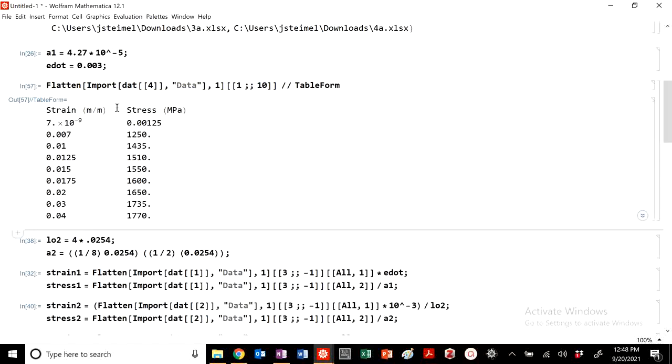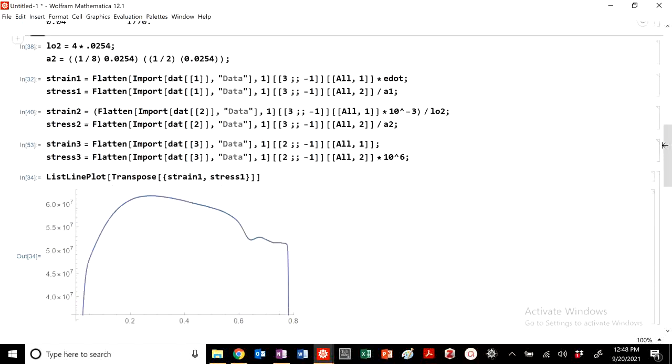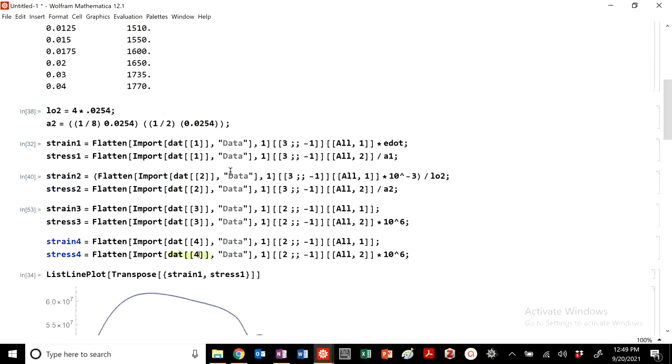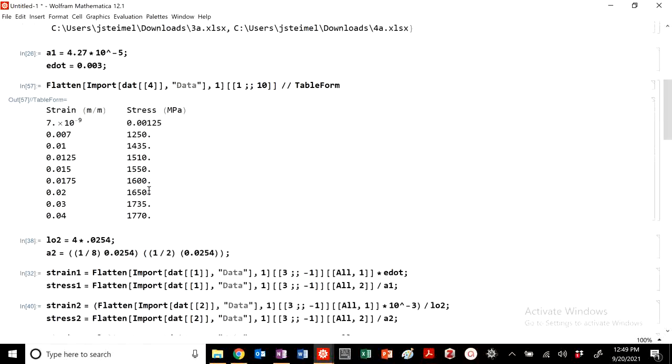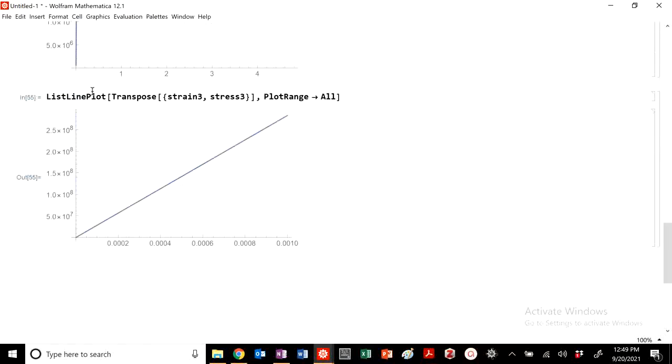Anyways, so again, very, very similar data set here. Strain, stress, I've got it. I can plot it. And strain 4, dat 4. I want to get rid of just the first, so I want to go 2 to -1, so fantastic, everything else is fine. And I could do my list line plot here, and then get those values. Strain 4, stress 4.